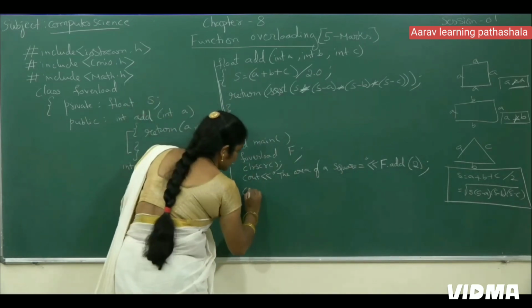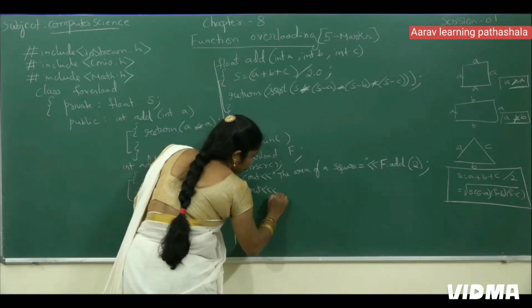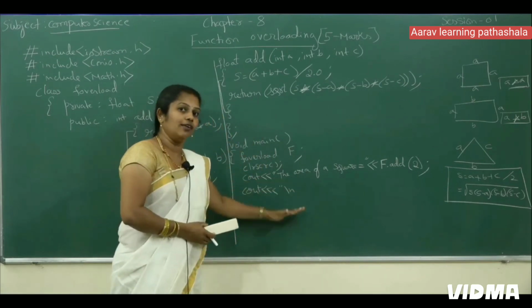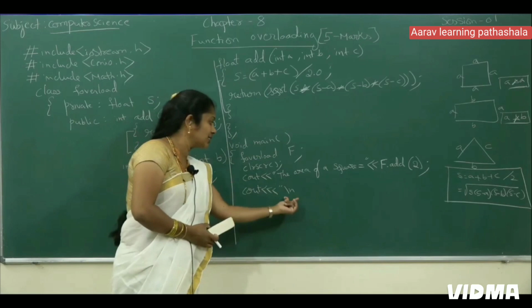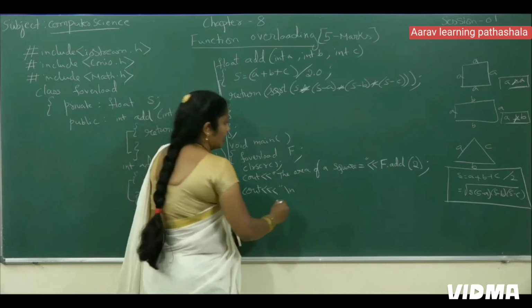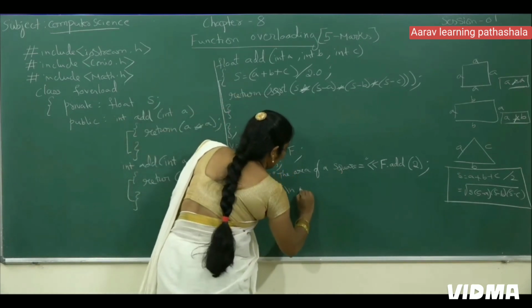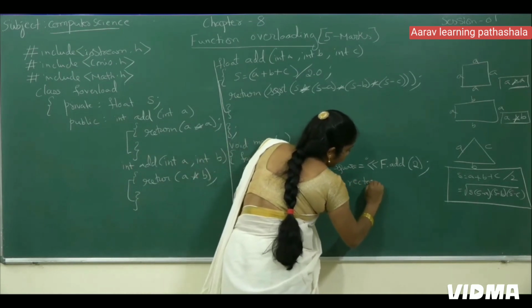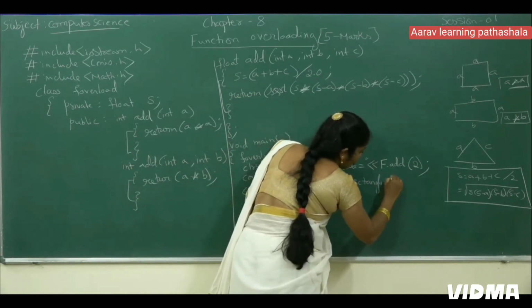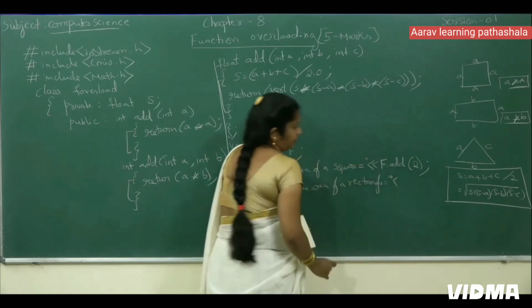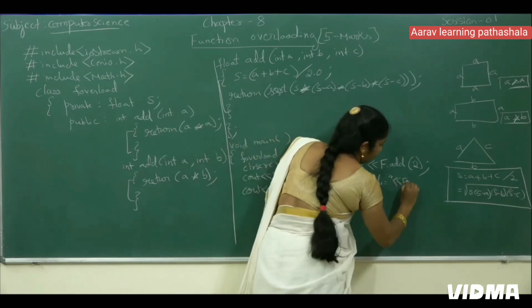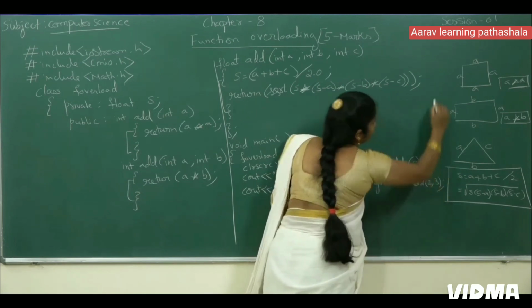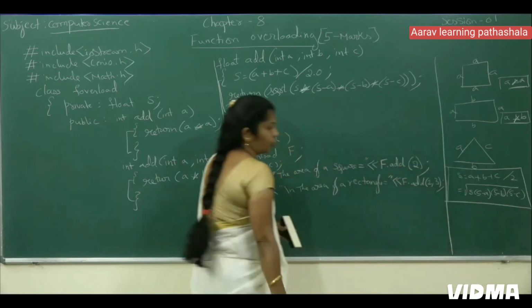Now call the second function. Cout, insertion operator, double quotes, \n. We want to display all the values one below the other, in the next line. That's why we use \n. The area of a rectangle equals. And display the value: f dot add only, but here we write two arguments.